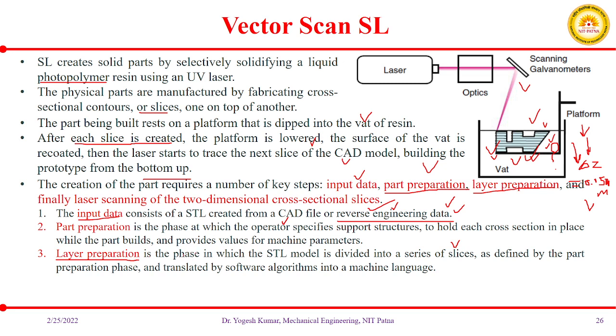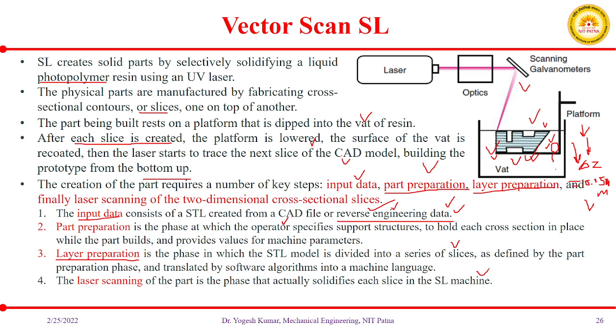Okay, so let me read it. Layer preparation is the phase in which the STL model is divided into a series of slices, as defined by the part preparation phase, and translated by a software algorithm into machine languages. Then it comes finally to laser scanning of two-dimensional cross-sectional slices. Laser scanning of the part is the phase that actually solidifies each layer in your SL machine, or your stereolithography machine.